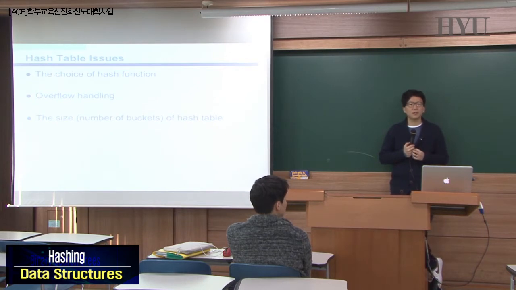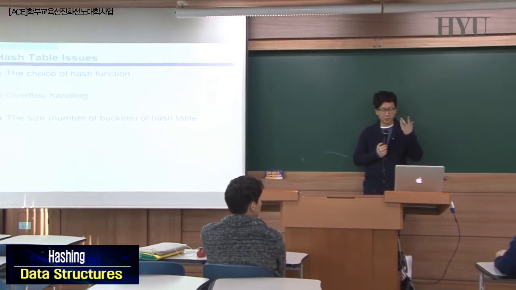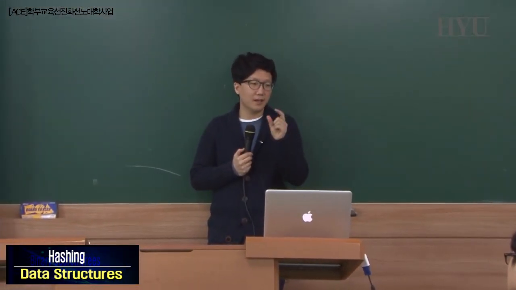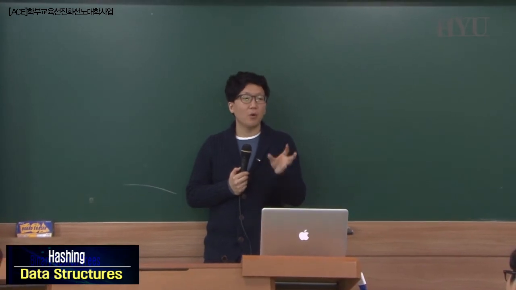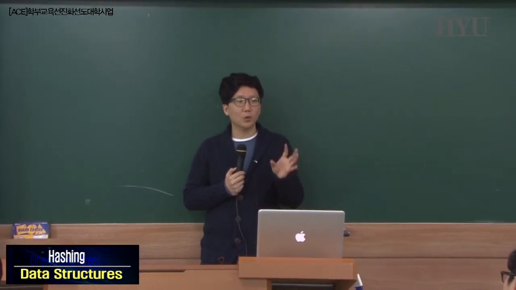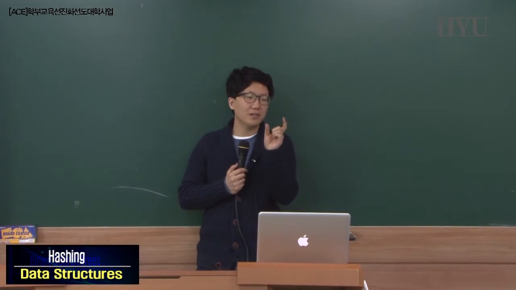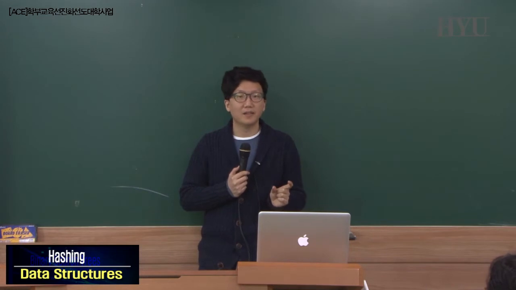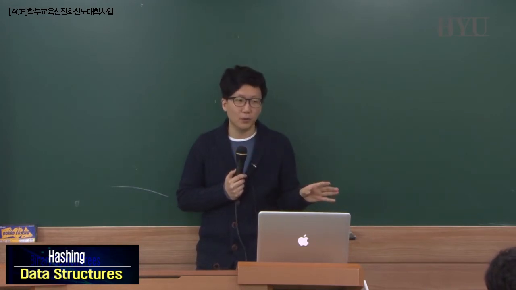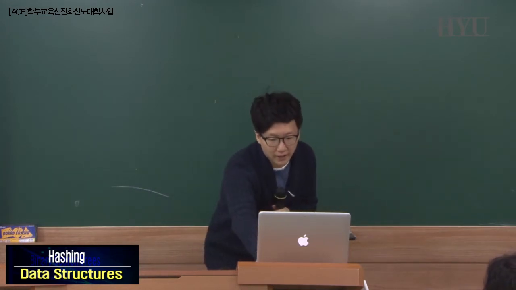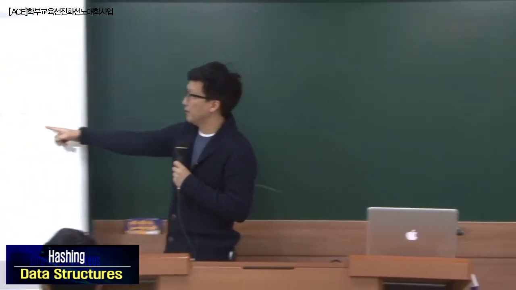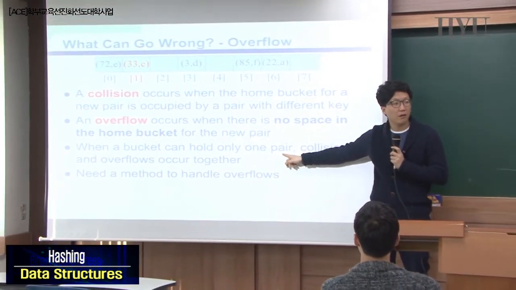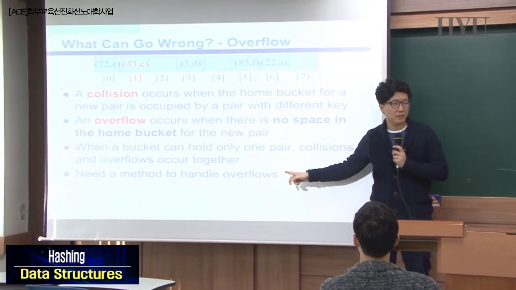I mentioned earlier that a collision is when the hash function gives you the same value for two different keys. That's a collision. But overflow is when there's no spot to store. There are cases where a collision happens, but that same spot can hold multiple elements. Then a collision happens with no overflow. But if there's only one spot, like the example we saw here, where a bucket can hold only one pair, collision happens and overflow happens.